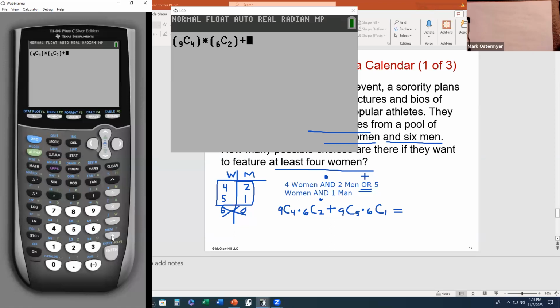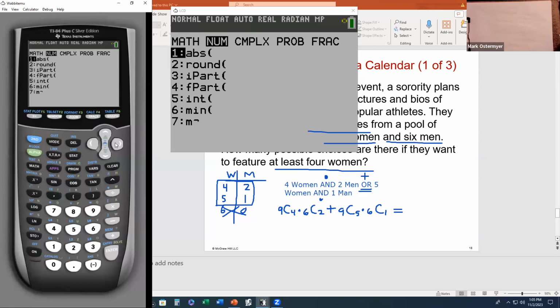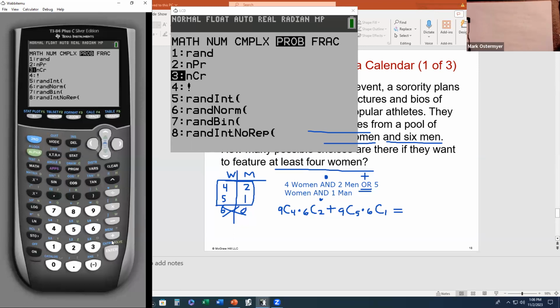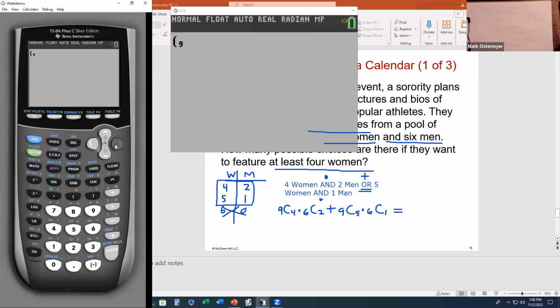All right, here we go. Plus, open parenthesis, 9 in combination with 5 times 6 in combination with 1. Notice your calculator is going to multiply before it adds in accordance with the order of operation convention in mathematics, because your calculator does obey the order of operations. Alrighty. All right, ladies and gentlemen, I think we're ready.